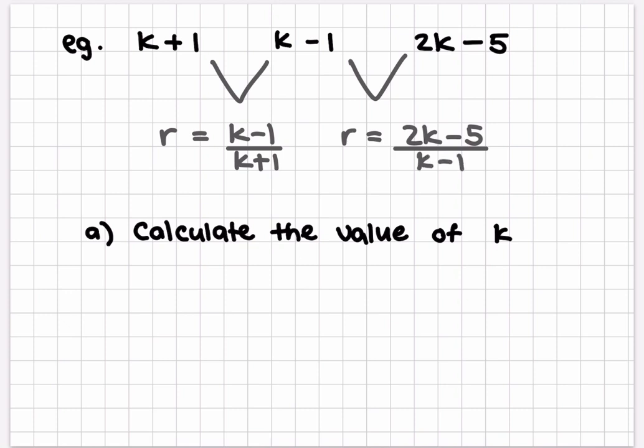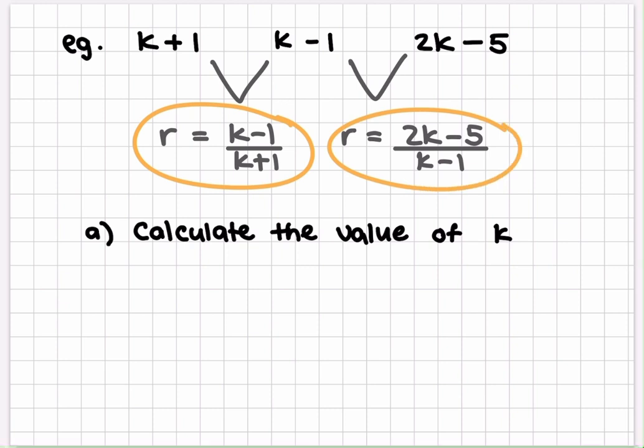Now we can't simplify any of these further. Then the first question asks us to calculate the value of k. We have two constant ratios. These are equal. In a geometric sequence, your constant ratio remains the same. So every constant ratio you work out will always give you the same thing. So we are going to equate them.